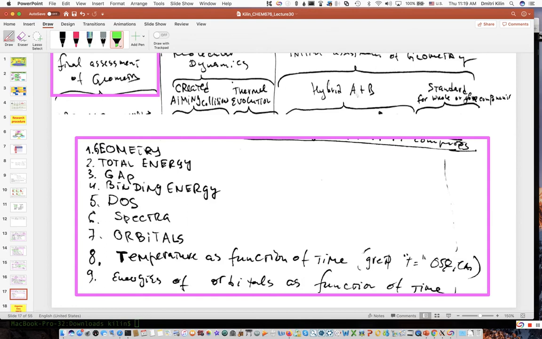So one reasonable arrangement is to report geometry, total energy, gap, binding energy, density of state, spectra, orbitals, maybe follow temperature as function of time, and this could be a set of tables and figures for the paper.